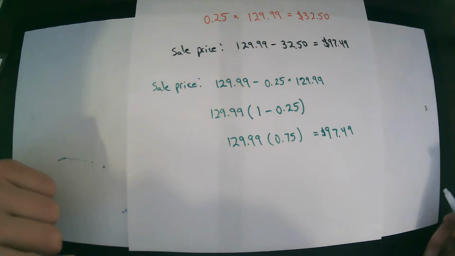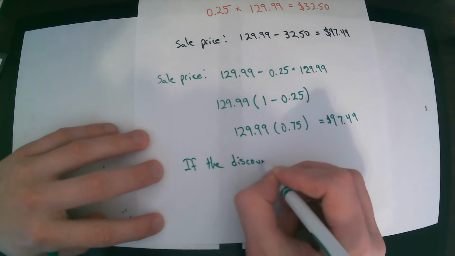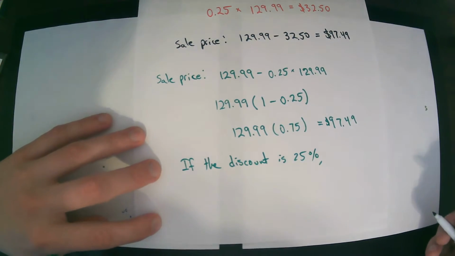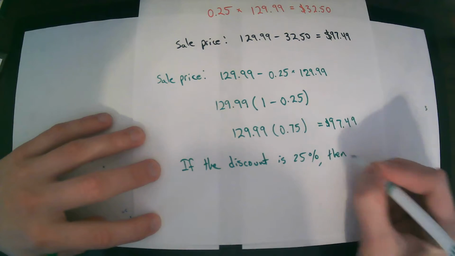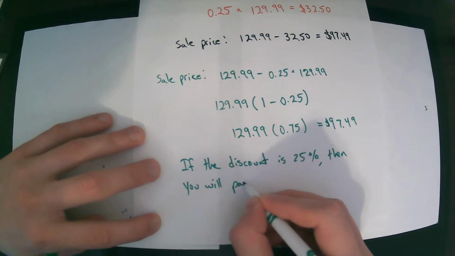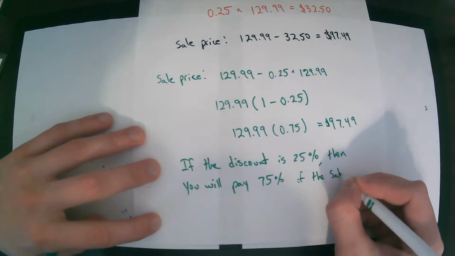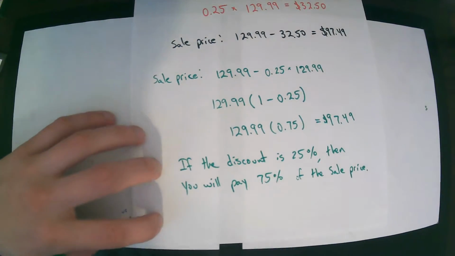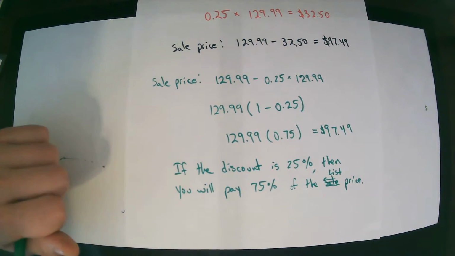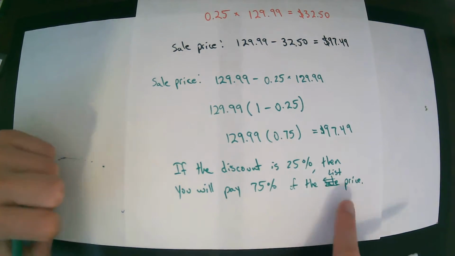So what's going on here is I'm saying, if the discount is 25%, then how much are you going to pay of the sale price? What is that number as a percentage? 75%, right? No, not sale price. Sorry, you'll pay 75% of the list price. If the discount is 25%, then you will pay 75% of the list price.